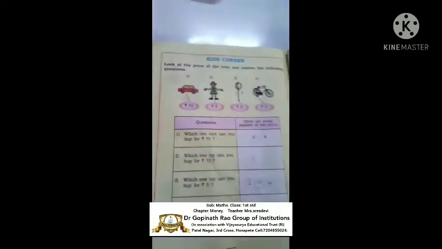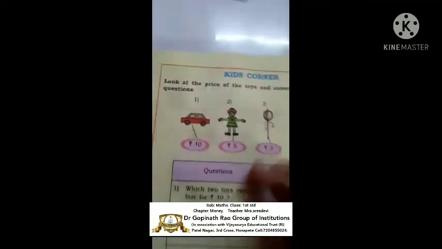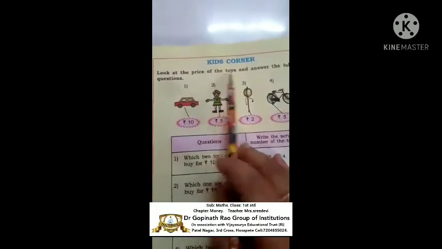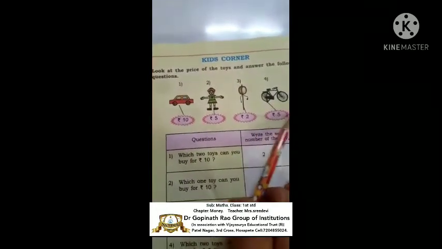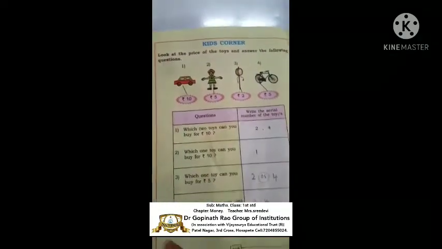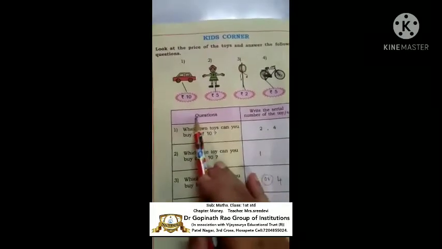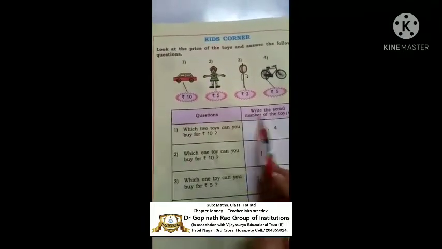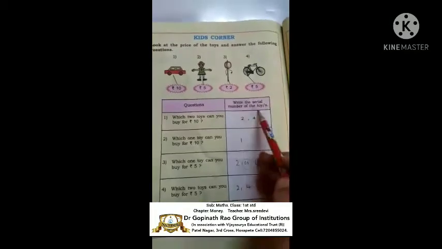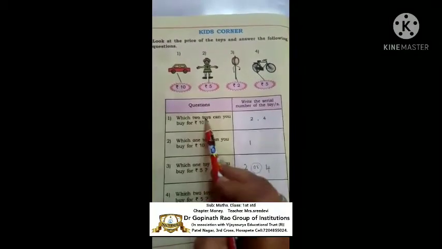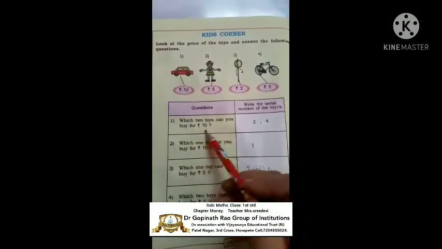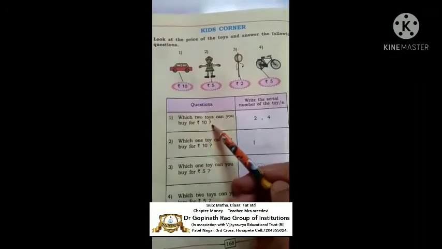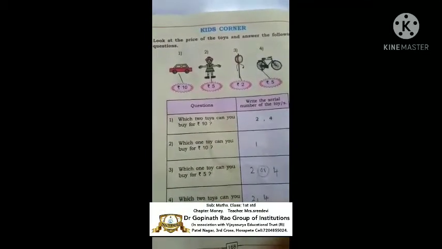Next, this is asked as a kids corner. See, look at the price of the toys. We have to look at the price of the toys and answer the following questions. Here, write the serial numbers of the toys. So the first question: which two toys can you buy for rupees 10? So they are asking which two toys we can buy for rupees 10.